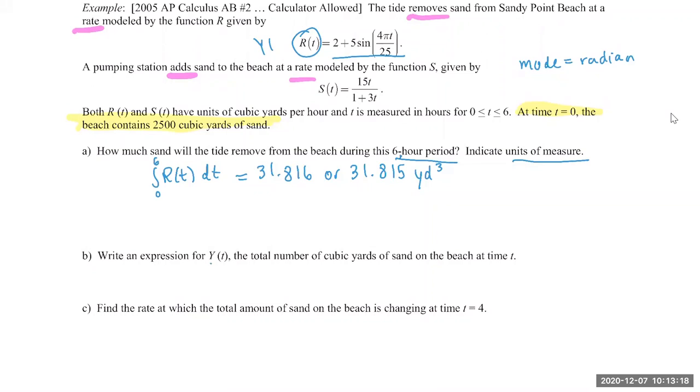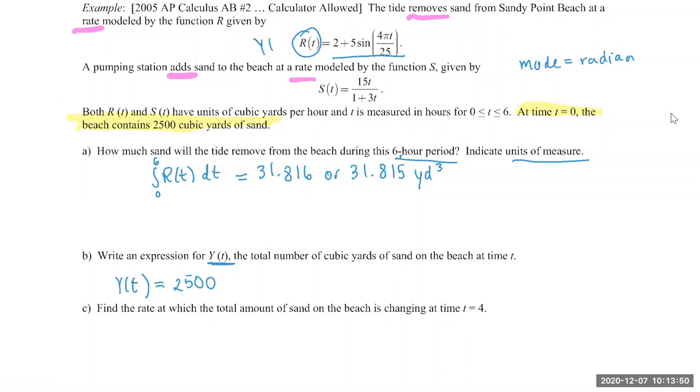So if they want the total number of yards at a particular moment in time, first we're going to say y of t. I'll help you guys out with this one. Okay, so what is it that we began with? What's the initial amount of sand that we had on the beach before anything was removed or added? So good, there's going to be that amount that you always have to take into account. Okay, so at time t equals 0, if nothing else, we have 2,500 cubic yards of sand.